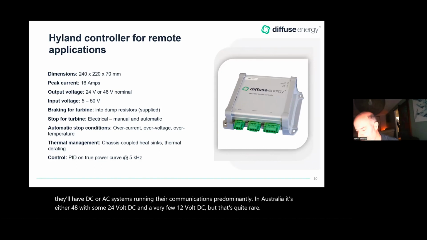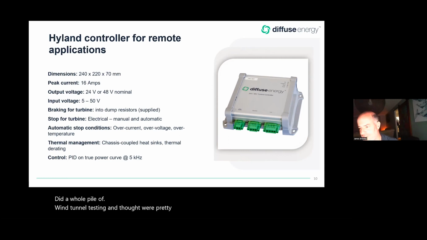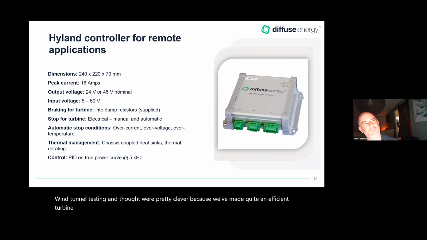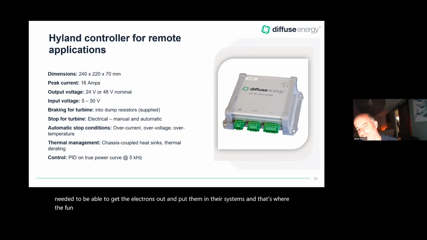So a big part of our story is that we designed the turbine back in sort of 2016, 17, did a whole pile of wind tunnel testing and thought we're pretty clever because we'd made quite an efficient turbine. And then once we stumbled into the telecommunications market, we realized that we needed to be able to get the electrons out and put them in their systems. And that's where the fun kind of started. So our controllers evolved over a couple of years. And I guess the biggest challenge for us is twofold.